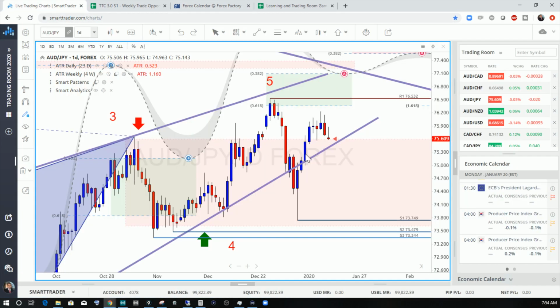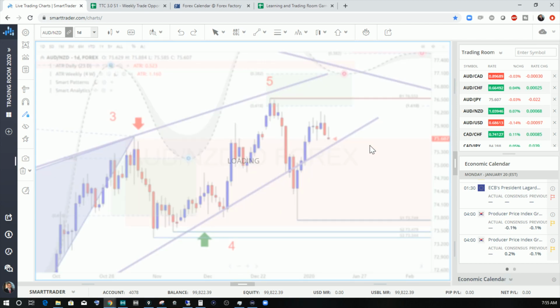So it is very possible that that could be our support level going back up again. As long as we're trading above this channel line, I'm going to be thinking bullish and looking for support at this support level right here. Let's go to Aussie New Zealand dollar.